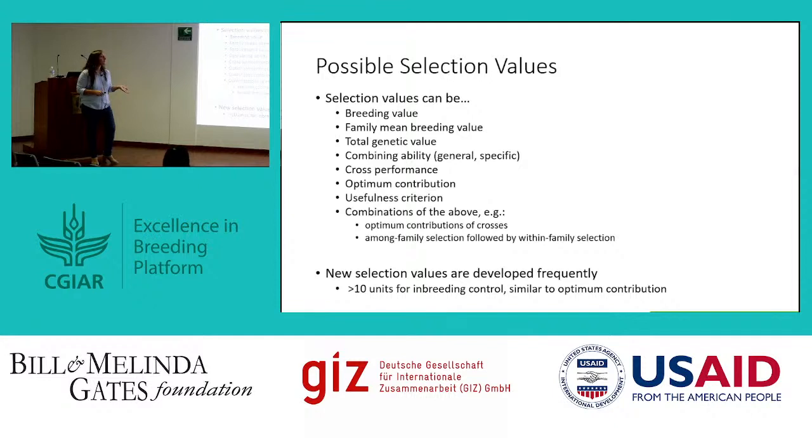So just to get familiar with this concept, here are some different possible selection values we could use. They could be a breeding value, a family mean breeding value, total genetic value, combining ability, general or specific, cross performance, optimum contribution, usefulness criterion, and even combinations of the above. So you could have the optimum contributions of crosses in a population. You could have among family selection followed by within family selection. You can do anything, and new selection values are developed really frequently. The units for inbreeding control tend to be really popular. I think there are more than 10, but they're all pretty similar to optimum contribution.